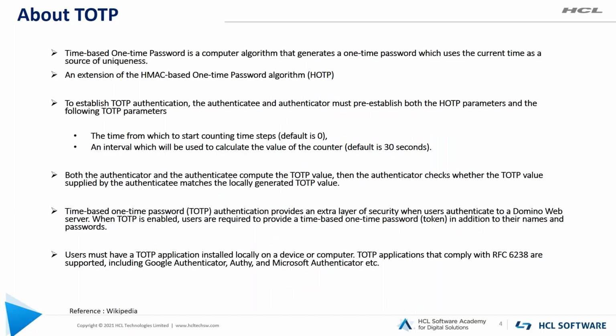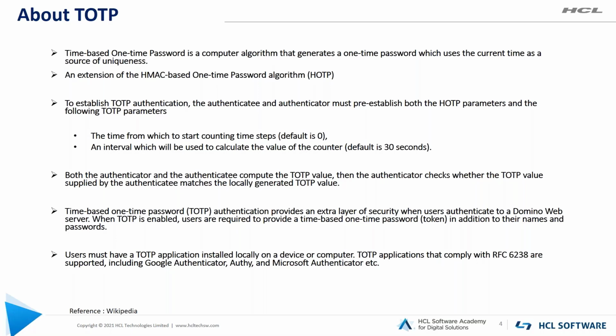TOTP, or time-based one-time password, is a computer algorithm that generates a one-time password which uses the current time as a source. Let's look into how TOTP authentication works. To establish a TOTP authentication, the authenticatee and the authenticator must pre-establish HOTP parameters along with two other TOTP parameters, that is, the time from which to start counting time steps, default is 0, and an interval which will be used to calculate the value of the counter, again default is 30 seconds.